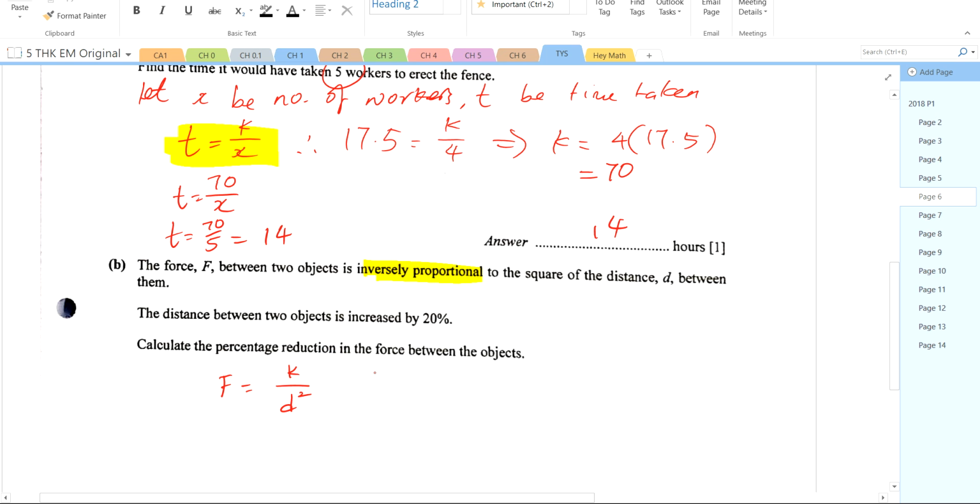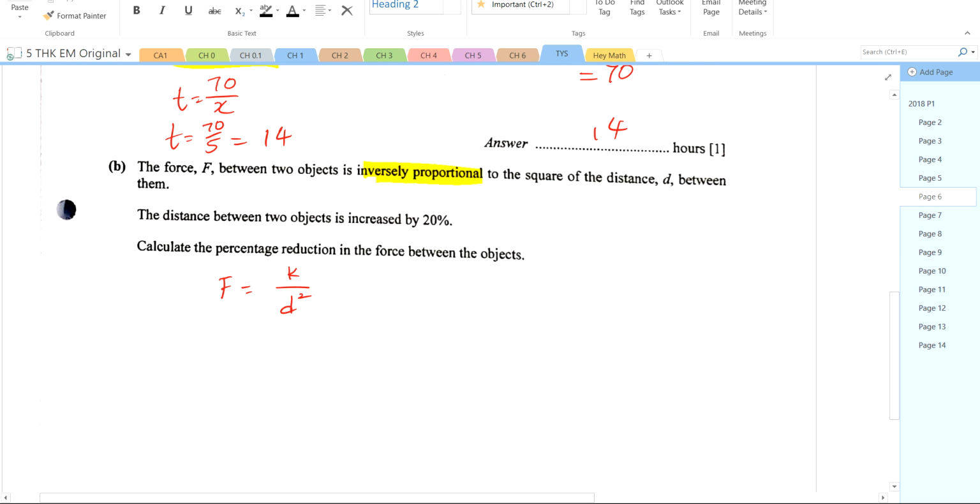The distance between the 2 objects increased by 20%. It went up by 20%. So we've got our original force with our original distance. So far okay? So how much is the value of K? Because we always want to find the value of K. K must be equal to F times d squared. Agree? Take some time to think about it. I just manipulate only.